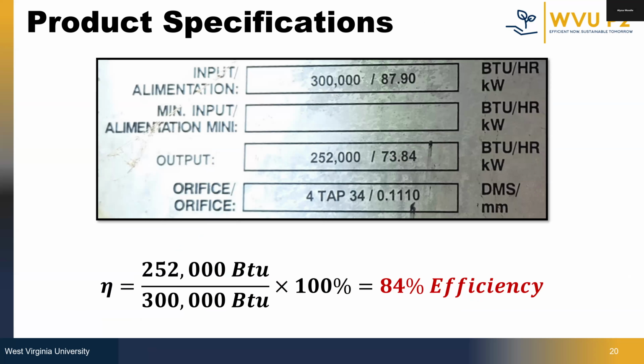So the easiest method of estimating the efficiency of a boiler is to look at the product specification or the equipment labels. The input and output in BTU per hour are provided on these labels, allowing the efficiency to be easily calculated. So I took from one of the assessments that I was on a label from the boiler that they have. And from this, you can see 252,000 BTU output per hour, 300,000 BTU input per hour, and that gives us an efficiency of about 84%.